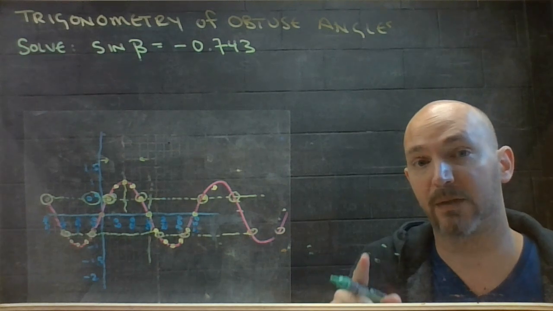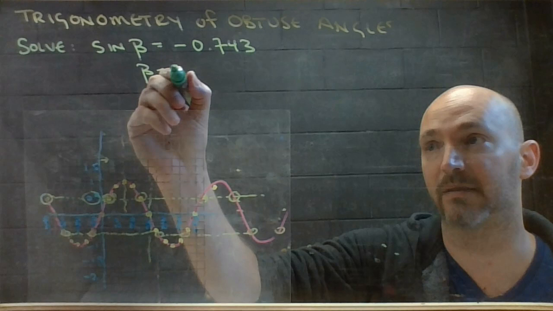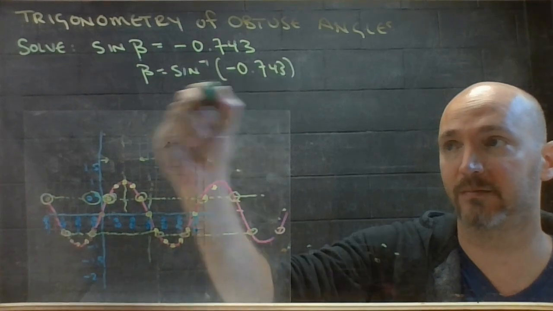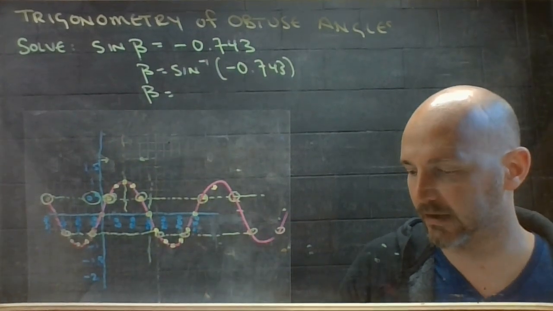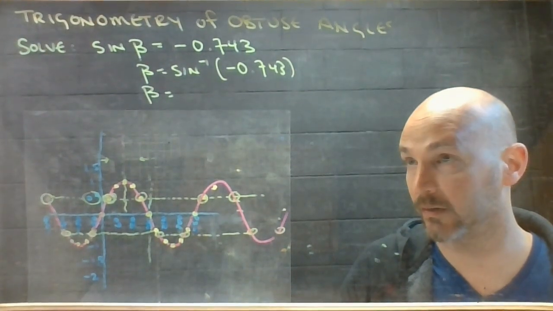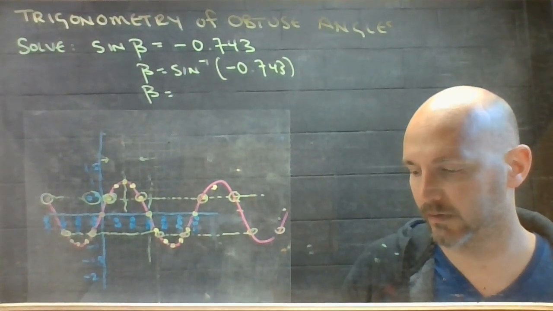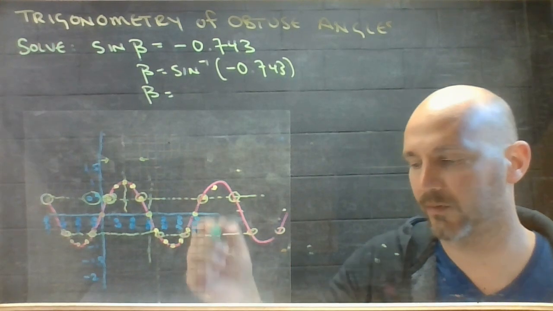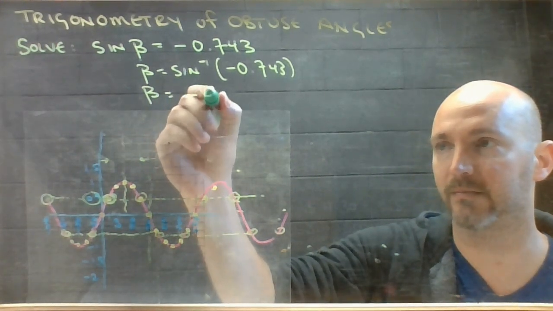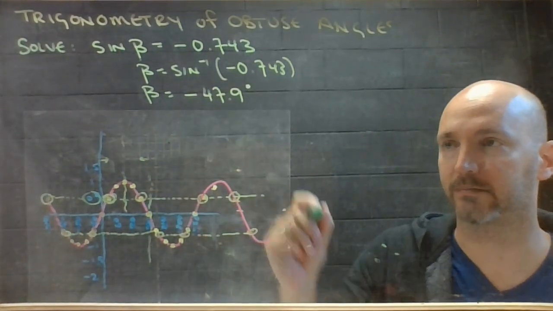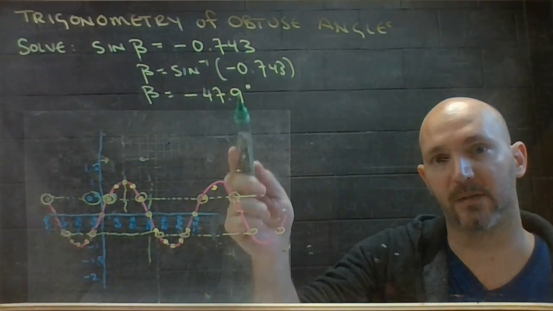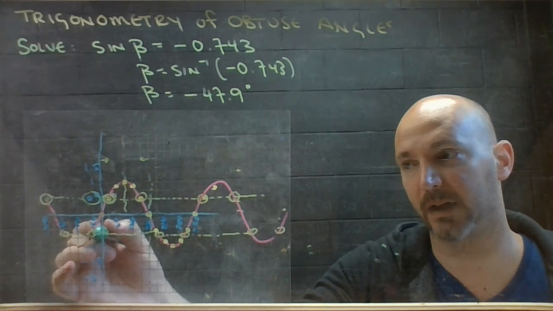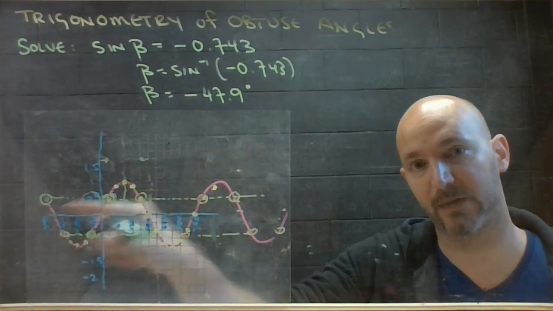I'm going to use my calculator to find one. So beta is arc sine negative 0.743. And it's going to spit out negative 47.9 degrees. Okay, so negative 47.9, that's this one right here, right? Because we had to go to the left on the x-axis.